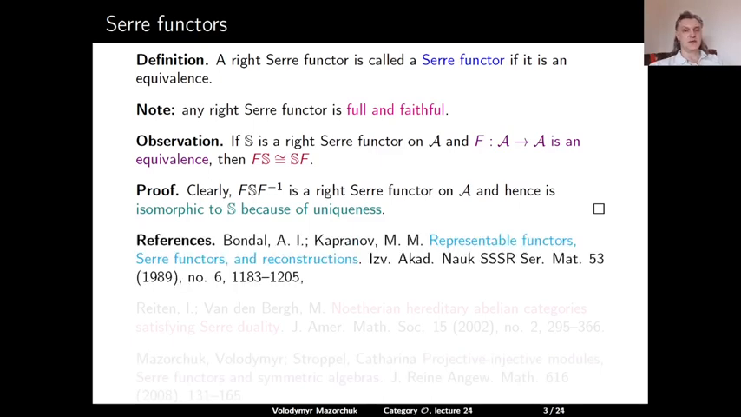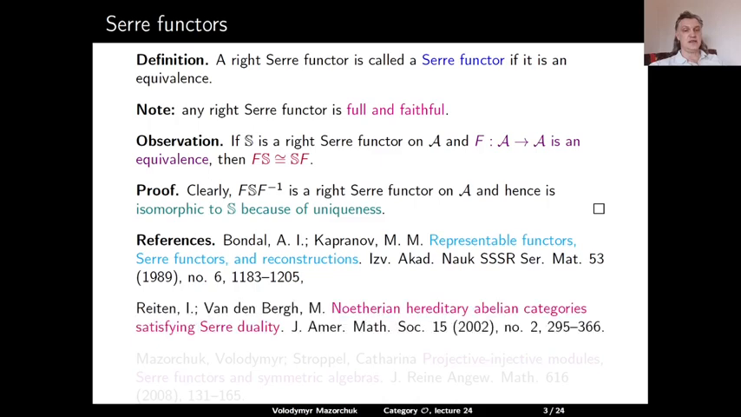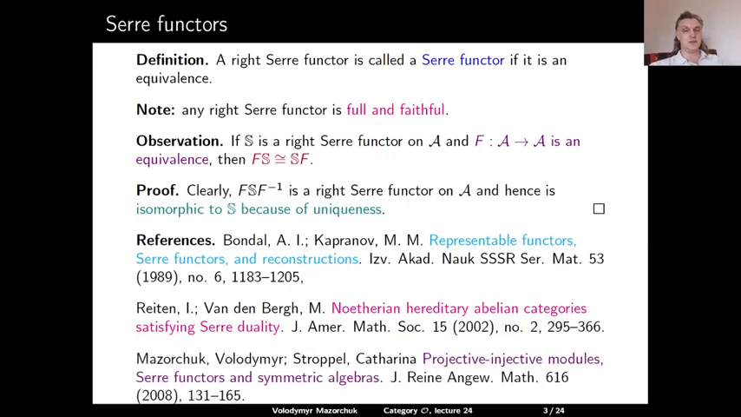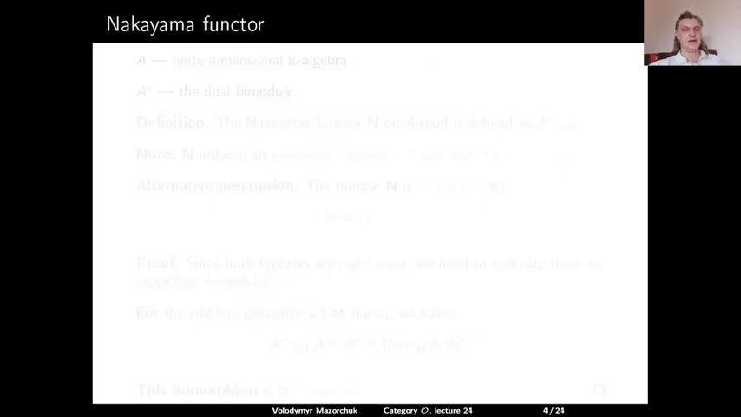Serre functors were introduced in the paper by Bondal and Kapranov in 1989 and studied in detail by Reiten and Van den Bergh in 2002. A lot of things which will be discussed today are taken from my paper with Katarina, which is called Projective Injective Modules, Serre functors and Symmetric Algebras from 2008. In the setup of finite dimensional algebras, Serre functors are related to the Nakayama functor.